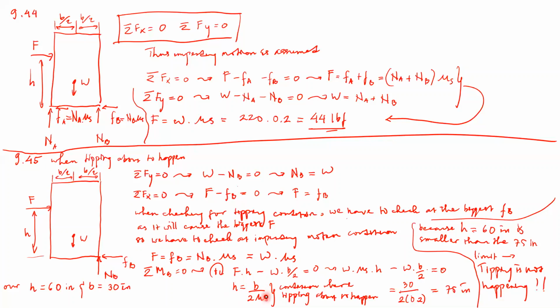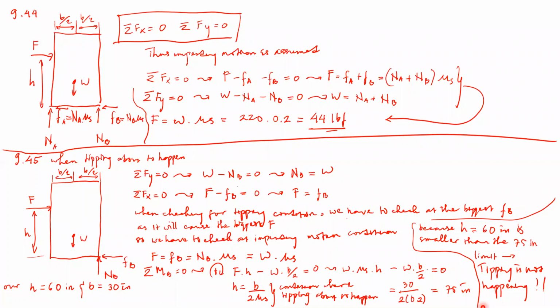Okay. So the H there is supposed to, if B is 30 inch, right? Mu S is 0.2. Then based on this calculation, we get that H is equal to 75 inches. Okay. So this is the limit of the tipping over. This is the limit of the tipping over when the height is equal to 75 inches.